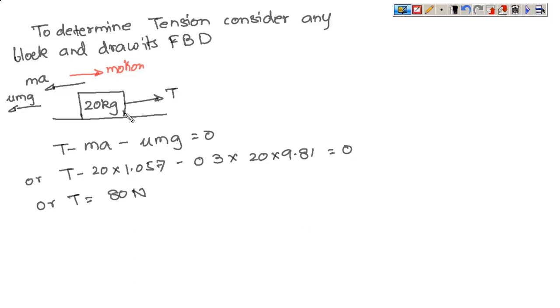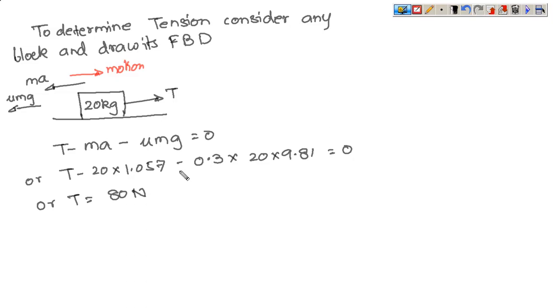If you look at the 20 kg block, T acts in this direction, motion is in this direction, MA is in the opposite direction by D'Alembert's principle, and mu mg, the frictional force, is also in the opposite direction. So if you simply write down the equation for dynamic equilibrium, it comes out to be T minus MA minus mu mg is equal to 0. So put down the value of M as 20, and you get T is equal to 80 Newton. If you would have taken the second block, then also you would have got the same answer.